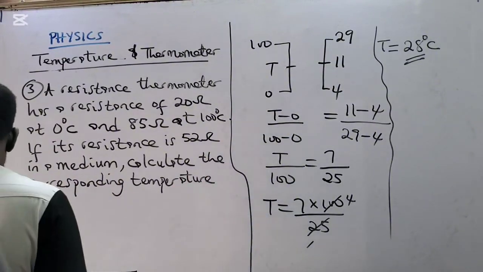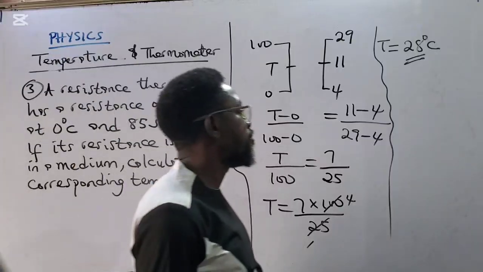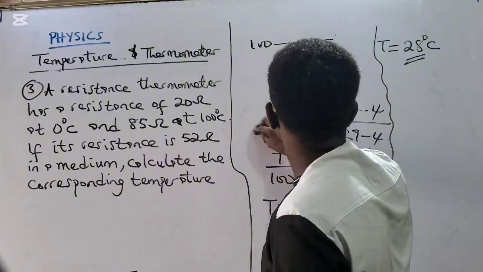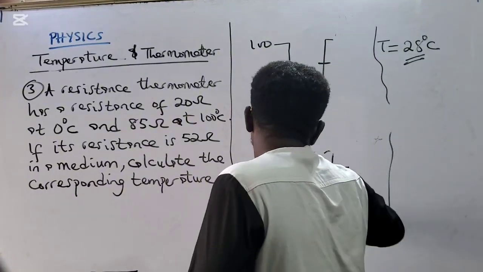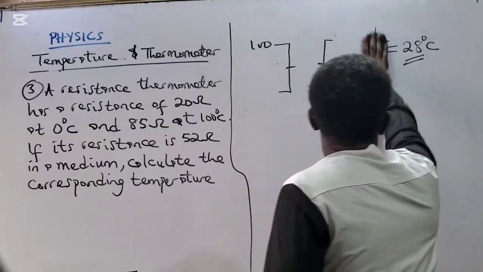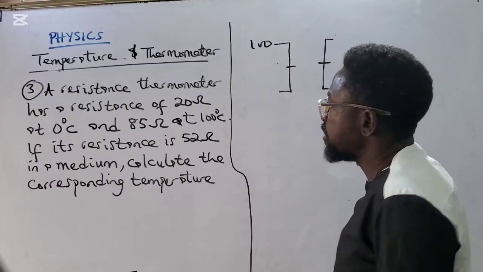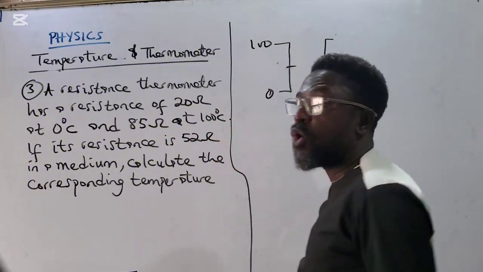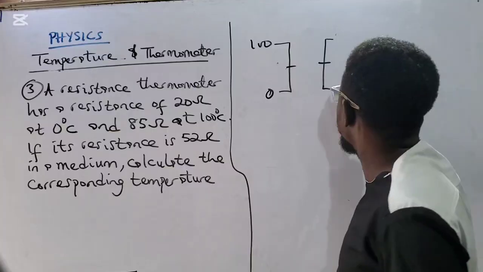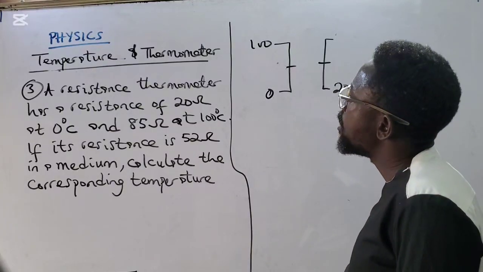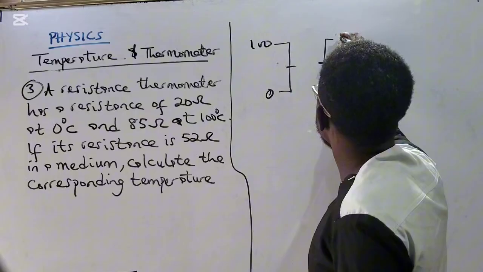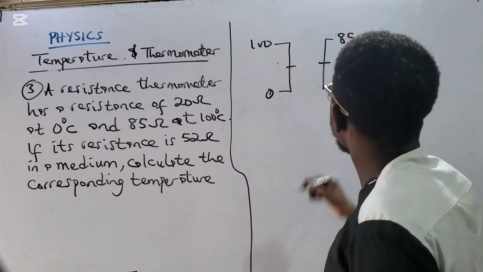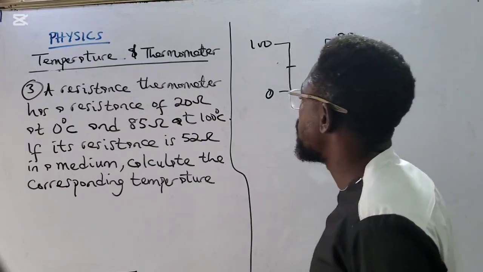Okay, when we have a question like this, we are still going to use the same approach. Draw the same two lines. The resistance thermometer has a resistance of 20 ohms at 0. Remember, the lower fixed point is 0. So 20 ohms corresponds to the lower fixed point, then 85 corresponds to the upper fixed point. So if the resistance is 52, calculate the corresponding temperature.